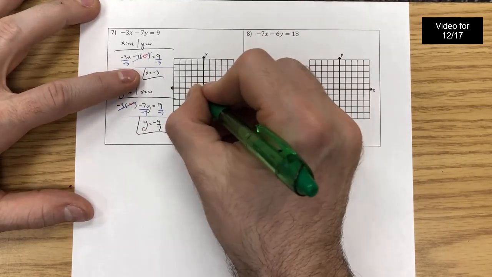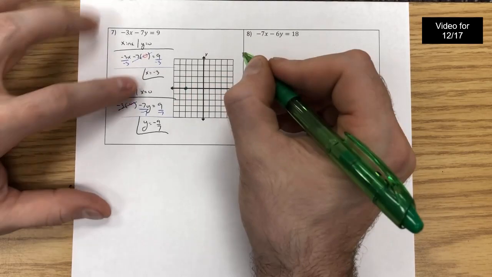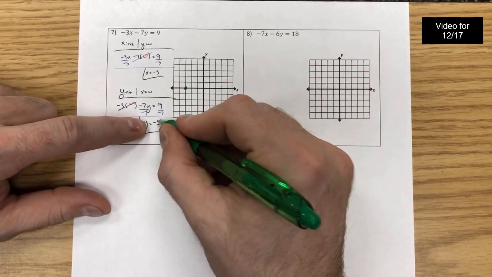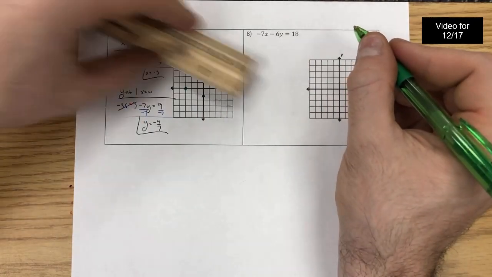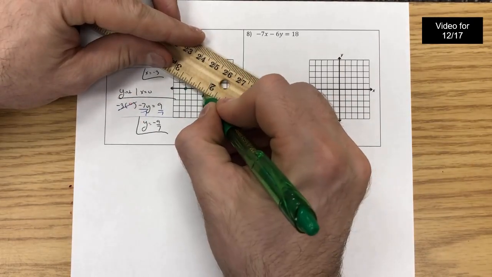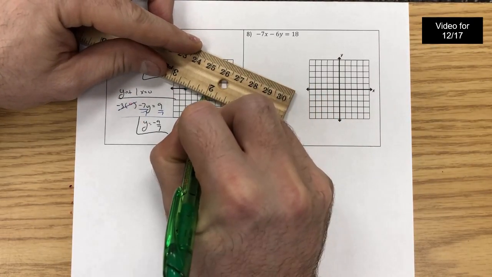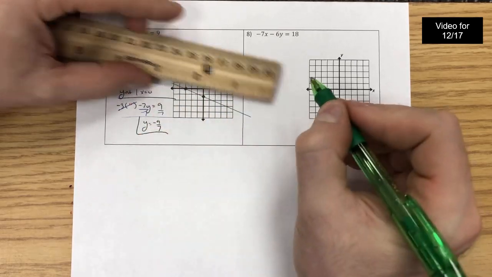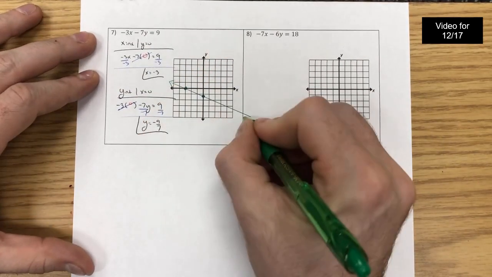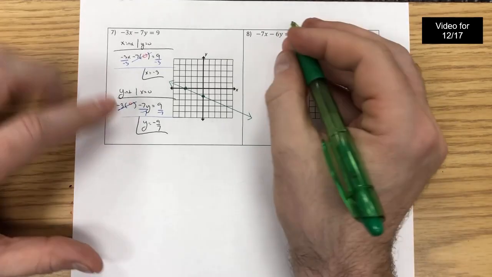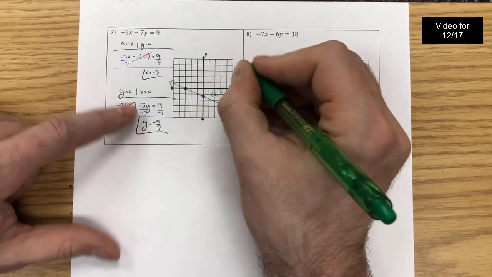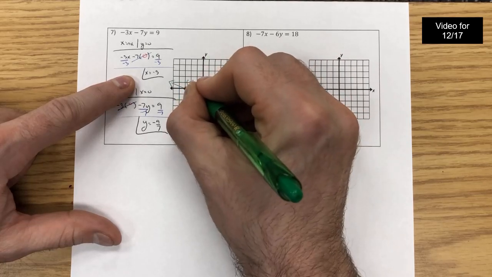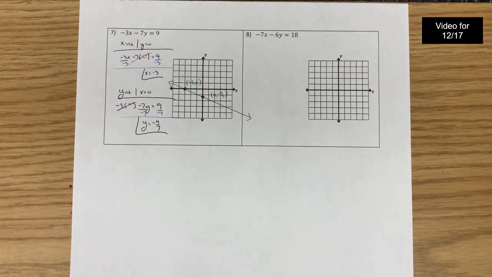So -3, 1, 2, 3, -9/7. So 7 fits into 9 once, but not quite twice. So I've got that right there. Boop. Kind of drew my line really big there, but that's okay. Label my points. 0, comma -9/7, and then -3, comma 0. And there we go.